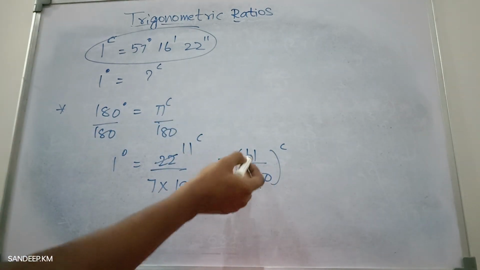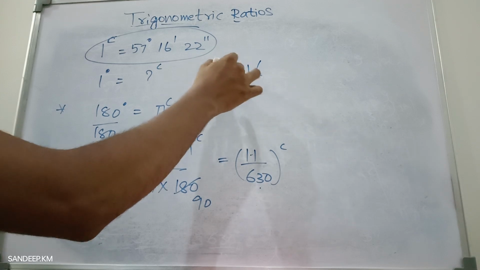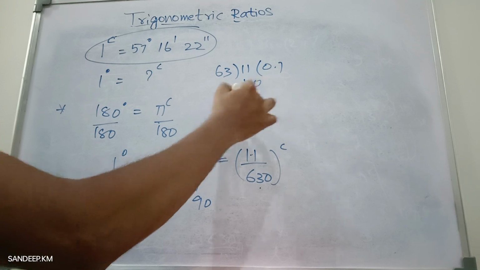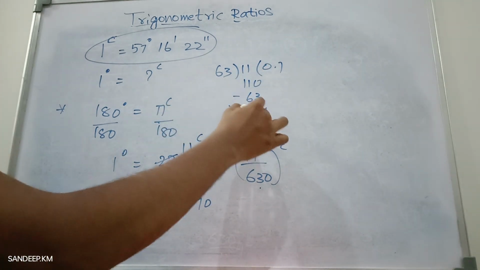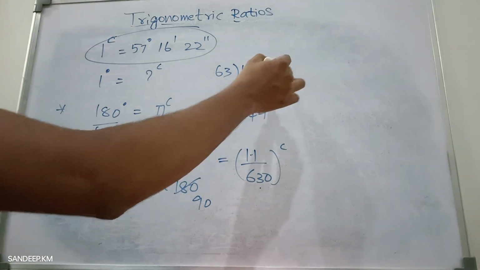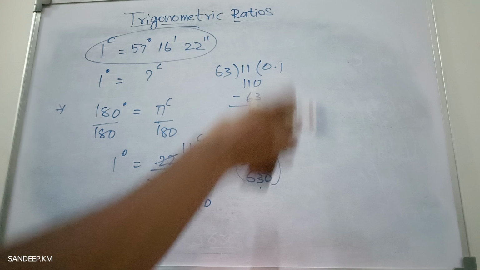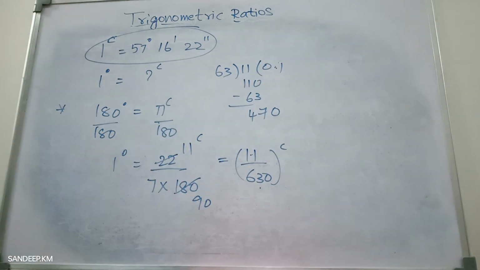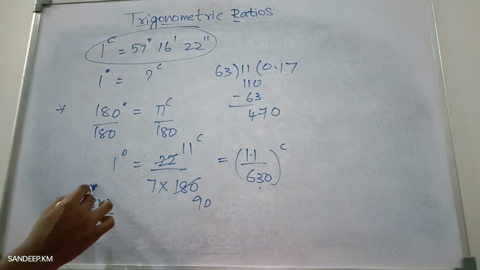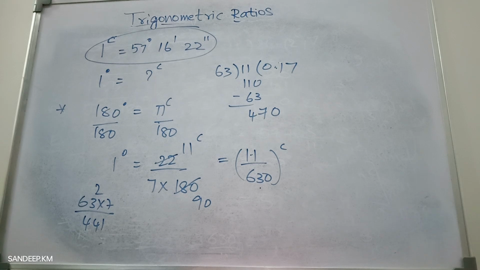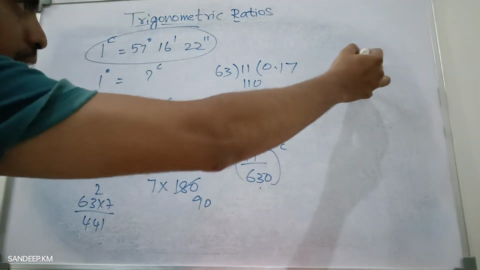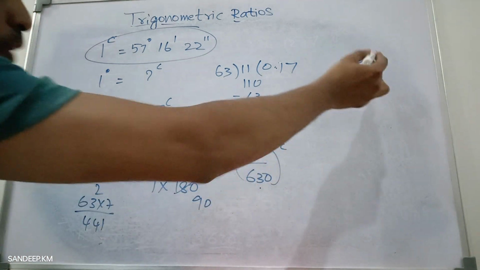What is it? First, let me divide 11 with 63. 0.1, 10. So 63 ones are 63. 7, 4. I got 47 as the remainder. Okay, now again let me continue division. Because of the decimal point, I can take 0 here, and 63 sevens are, what is 63 sevens? 441. Okay, 441. And the remainder is, you will get 9, and then you will get 29.